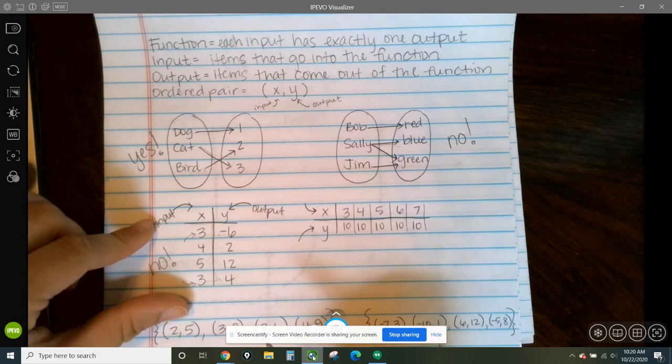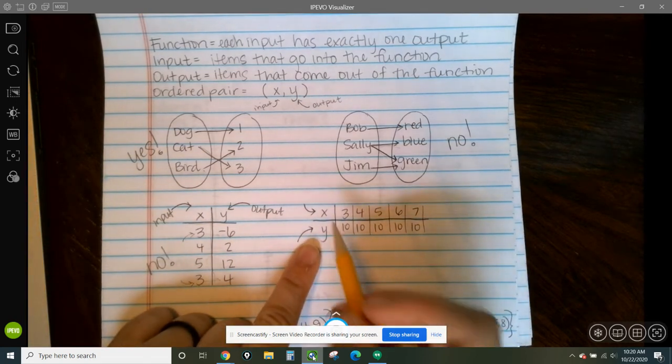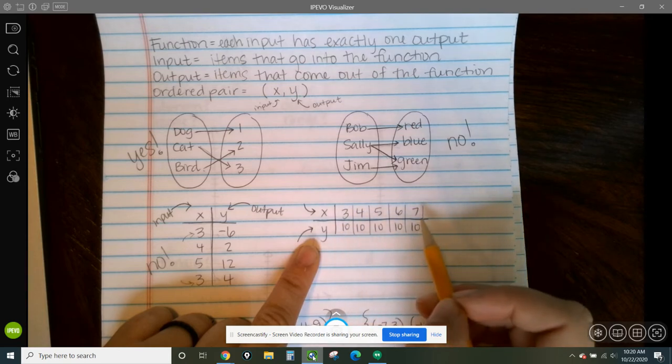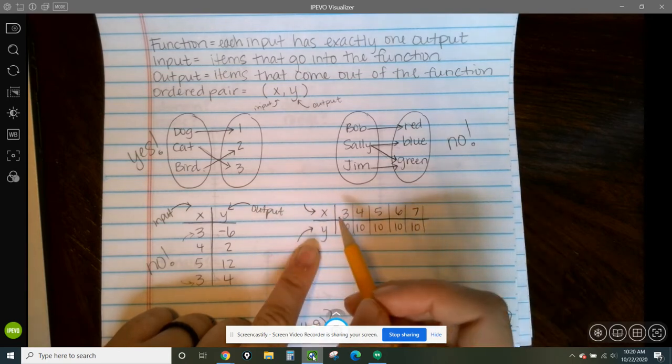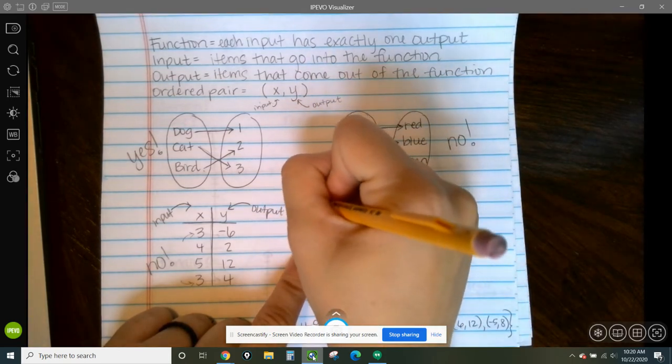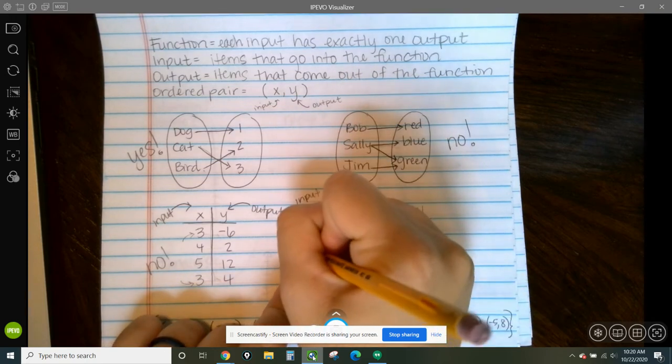That's not a function. Sometimes our tables can go this way, and that's okay too. It doesn't have to always go up and down. It can go side to side. X is still our input, and Y is our output.